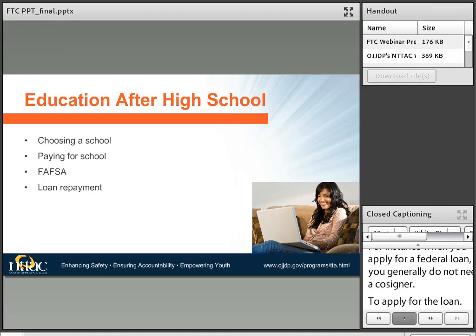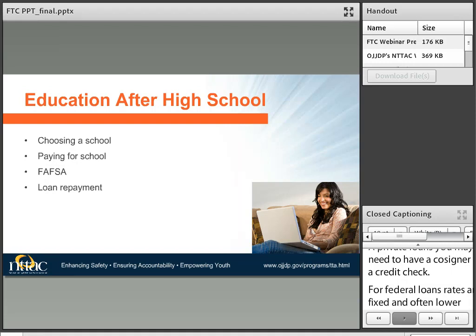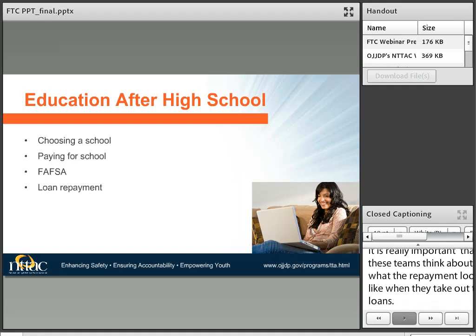Likewise, in terms of interest rates, for federal loans, rates are fixed and often lower than private loans, and private loans can have variable interest rates, where they can go up and down, which can affect the cost of the loan over time. And then the biggest piece is about the repayment. It's really important that these teens think about what the repayment looks like when they take out the loans, even though that's going to be years from now, because it can really impact them for a long time. As you know, these loans can be 20, 30-year loans, so it's really important to be thinking about that.